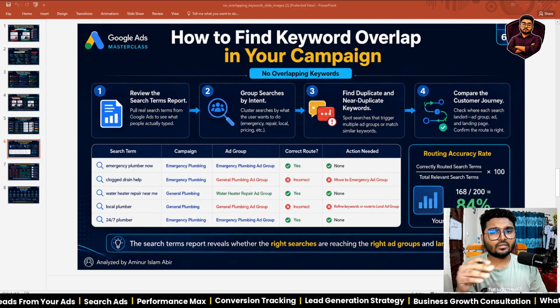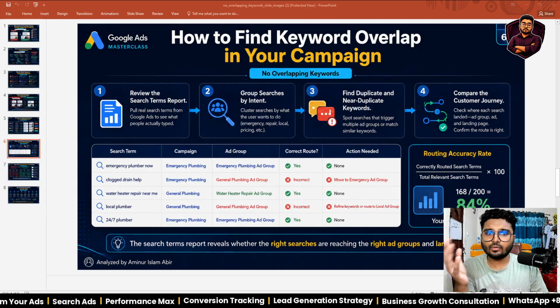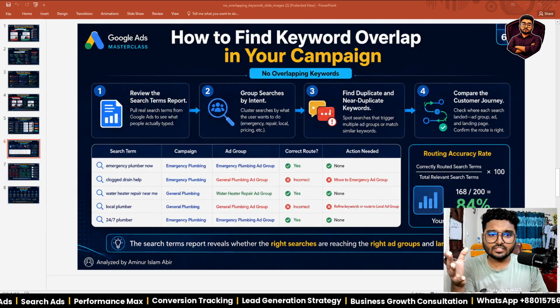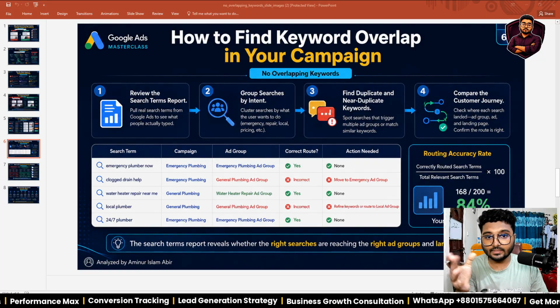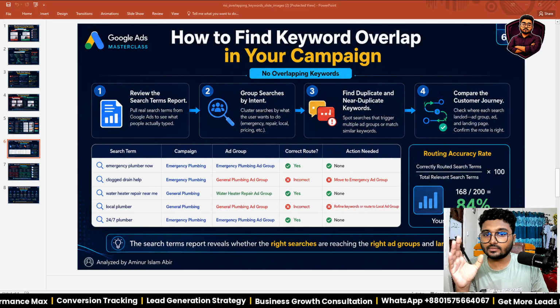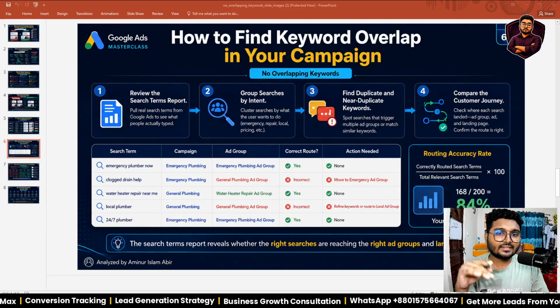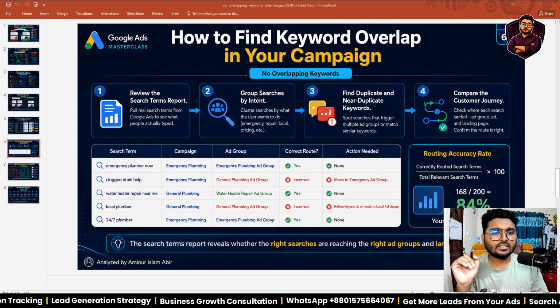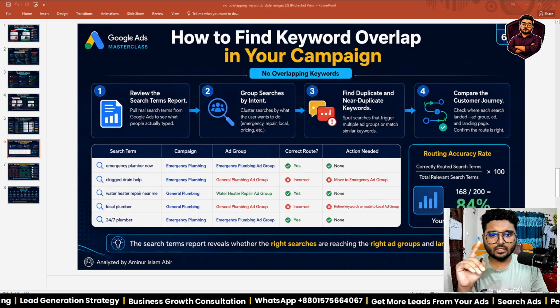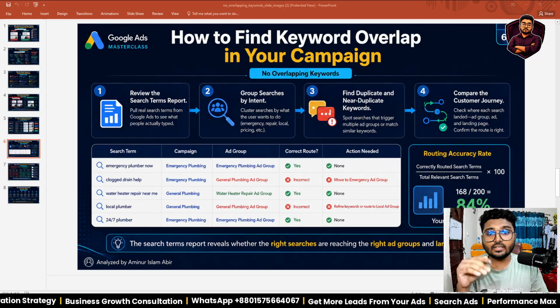You can also calculate a simple routing accuracy rate. The formula is correctly routed search terms divided by total relevant search terms, multiplied by 100. For example, suppose you receive 200 relevant search terms. 168 were routed correctly. That means the routing accuracy is 84%. So 16% may require better grouping, new negatives, or clear ownership.